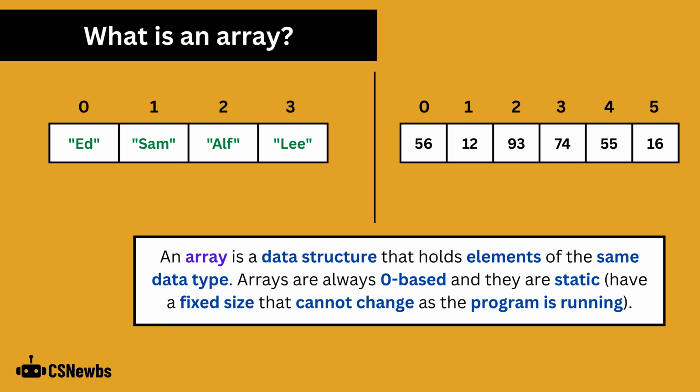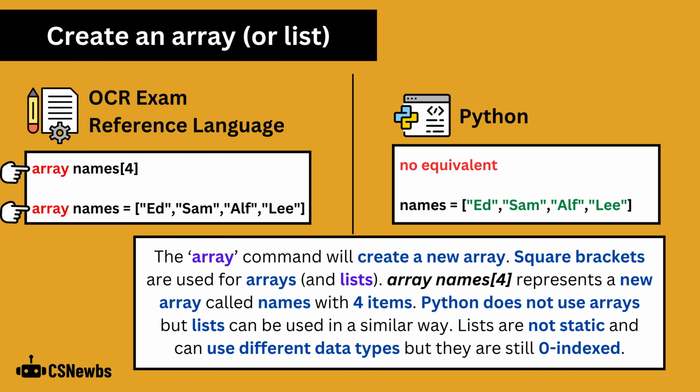Now let's look at arrays. An array is a data structure that holds elements of the same data type. Arrays are always zero-based, and they are static, meaning they have a fixed size that cannot change as the program is running. With OCR ERL, the array command will create a new array.